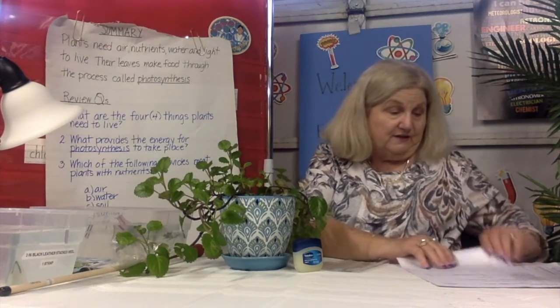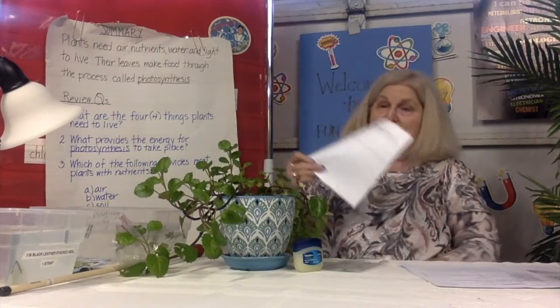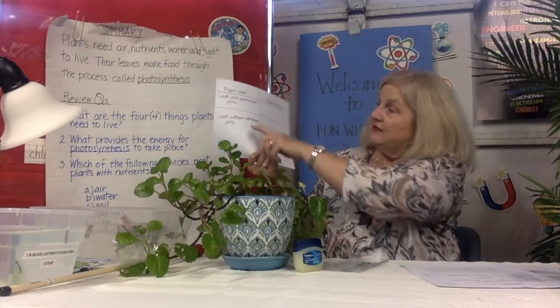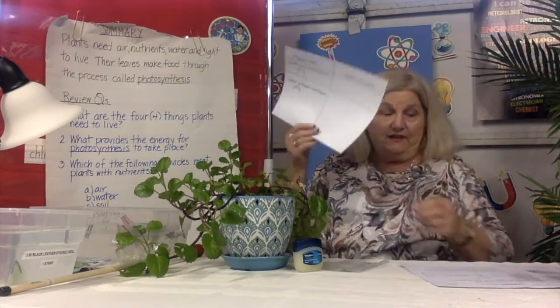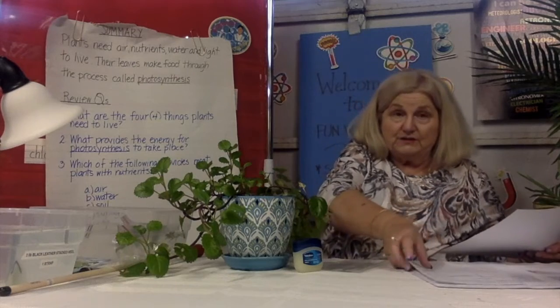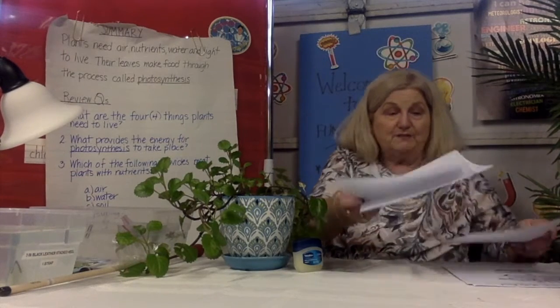And then we're going to make a chart like this one that's on the lesson plan that I've made copies for. Those that have subscribed will get theirs ahead. Okay? This is a plant leaf. You've got leaf with petroleum jelly and leaf without the petroleum jelly, and then you're going to make some observations.